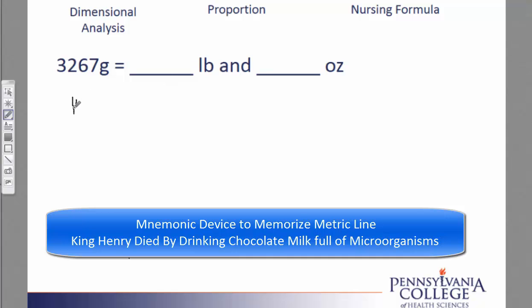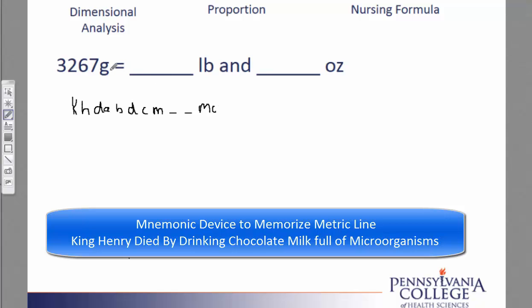So on our metric line, we have King Henry died by drinking chocolate milk full of microorganisms.